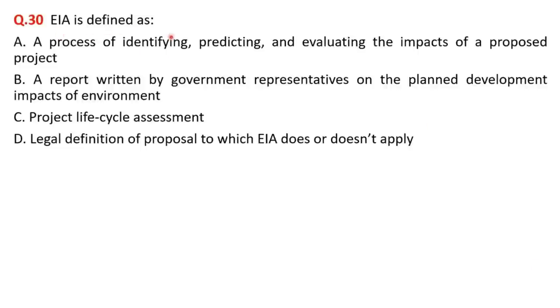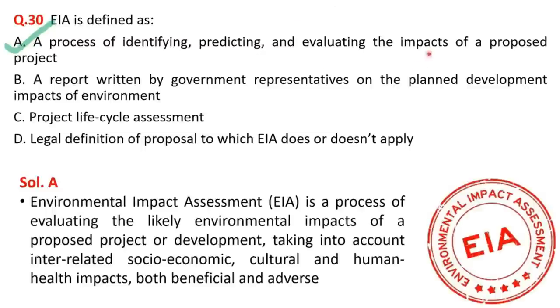Next, EIA is defined as, EIA is environmental impact assessment. If you see all the options here, the correct answer is option A, that it is the process of identifying, predicting and evaluating the impacts of a proposed project. For example, if a bridge or a dam or a highway in the forest area is to be constructed, whatever evaluation of the impact of that new project is done is called environmental impact assessment, which is a mandatory process before the start of any particular project.